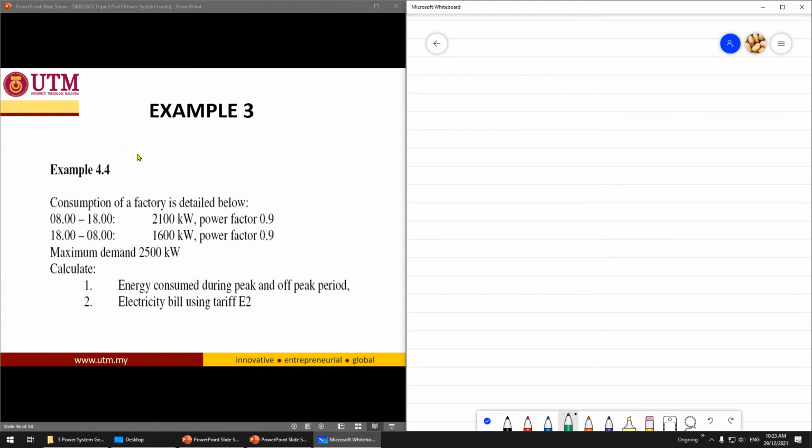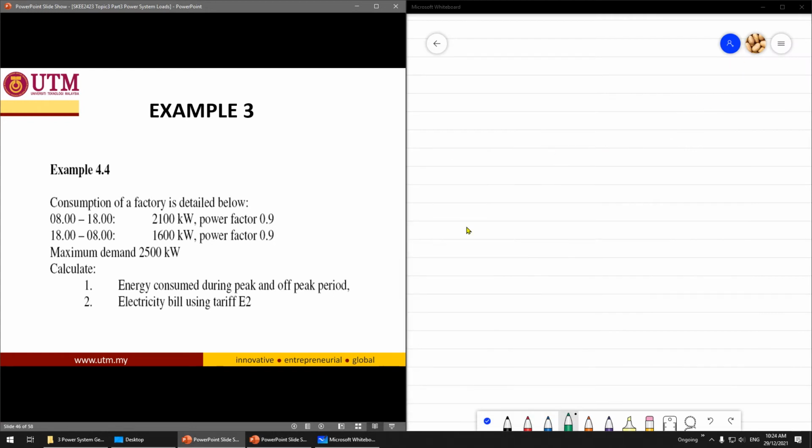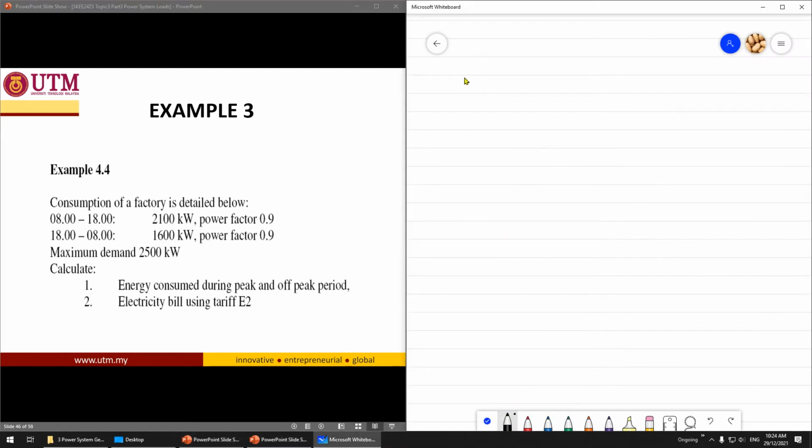And example 3. You can see here a factory uses from 8 a.m. to 6 p.m. 2100 kilowatt, with power factor 0.9, and from 6 p.m. to 8 a.m. 1600 kilowatt. So if you look back at the tariff E1, you have peak and off-peak hour. You have to be careful because you have to divide the load. So I suggest you draw the load profile first.